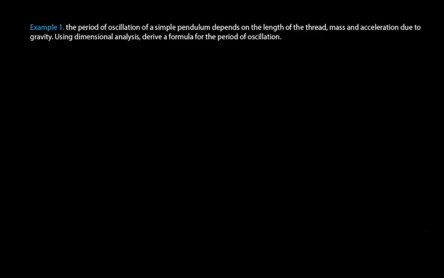Okay, so let's have a look at example 1. Example number 1 is telling us the period of oscillation of a simple pendulum depends on the length L of the thread, mass m, and acceleration due to gravity. Using dimensional analysis, derive a formula for the period of oscillation. Now let's have a look at the quantities we have in this question. First of all, we have period. Period is just time.